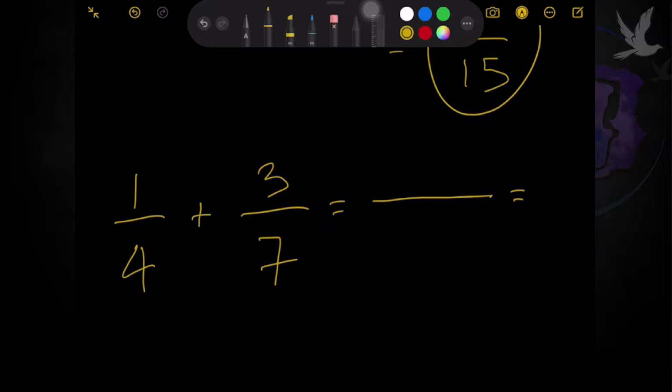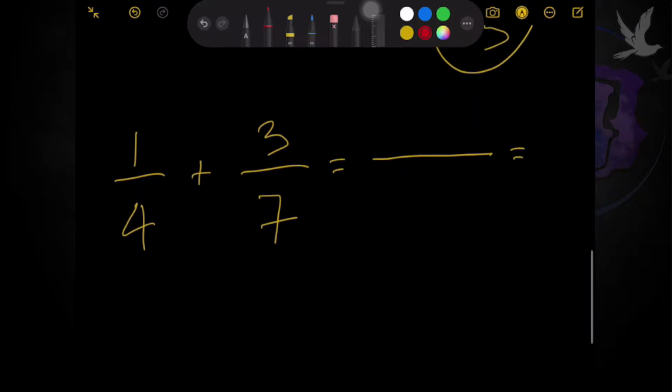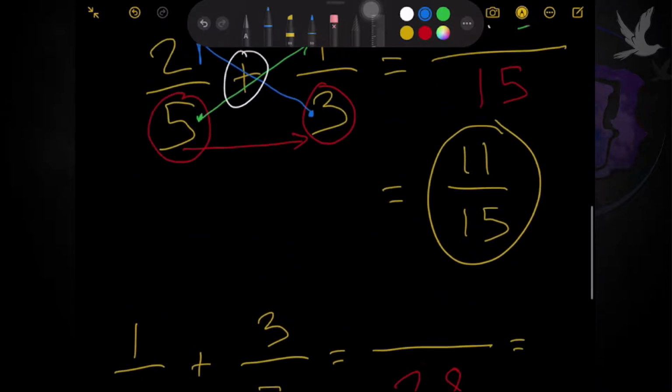You have 1 over 4 or 1/4 plus 3 over 7. So how do we do this again? Red muna tayo. From this point to this point, multiply. All operations involved dito are all multiplication. So 4 times 7 will give us 28. Look at the color of the arrow and the color of the answer as where I place them.